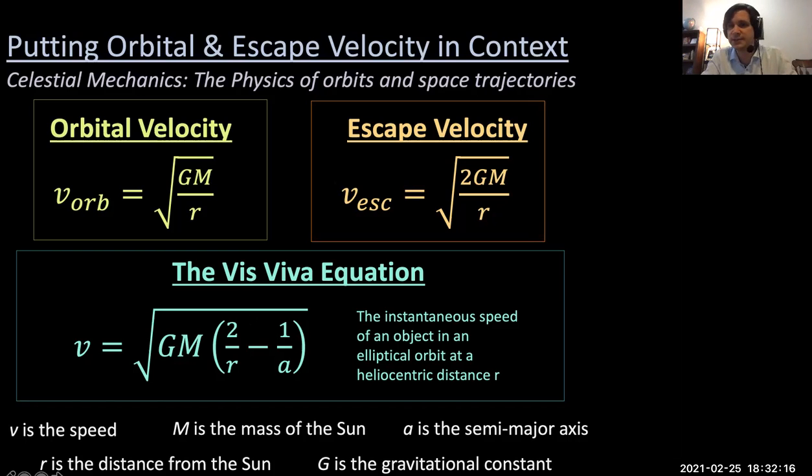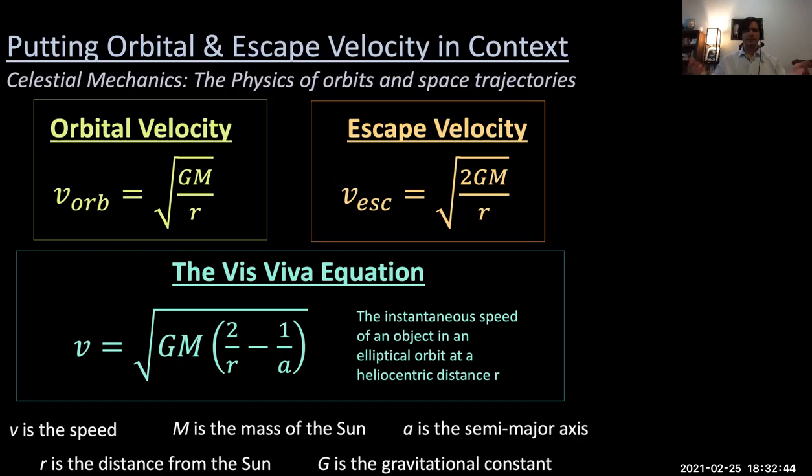Notice that it actually brings in some elliptical geometry here because we have this 1 divided by the semi-major axis right here. And here our r is the current distance away from the sun, if we're talking about things moving around in our solar system. And then m here would be the mass of the sun for things moving in our solar system. And G, big G here, would be the gravitational constant. All right, so that's the vis viva equation.